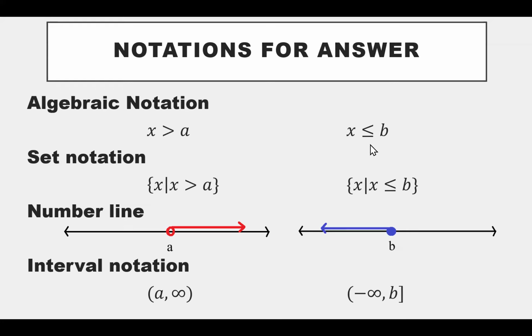On the other hand, if I did have an equality symbol, let's say for argument, I have x less than or equal to b. The set notation would be all x such that x less than or equal to b. Since I have the equality on a number line, I'd fill in the circle. Again, this one would point left because I'm looking for values that are smaller than b. And then in the interval notation, I'd have a square bracket on the b. Once again, I'd have a parentheses, but this time on negative infinity.